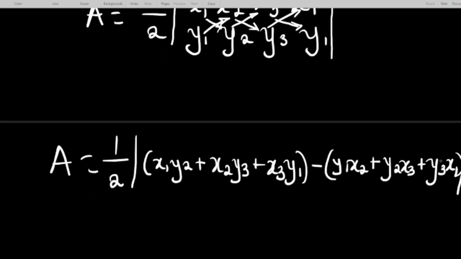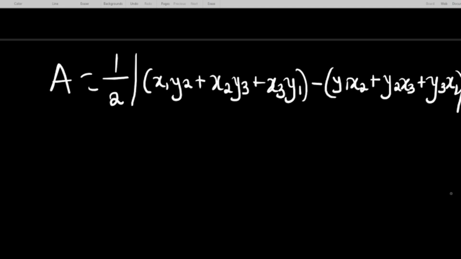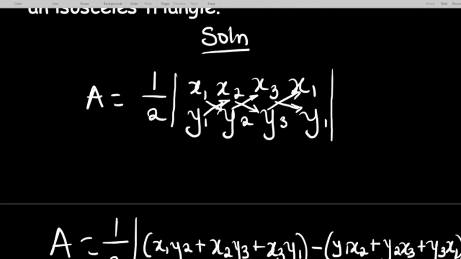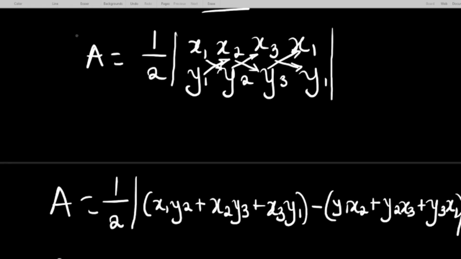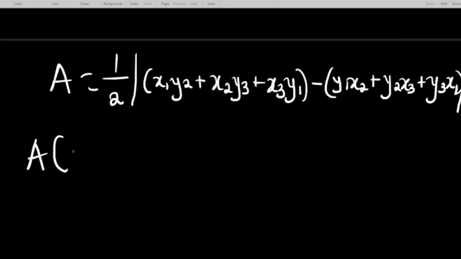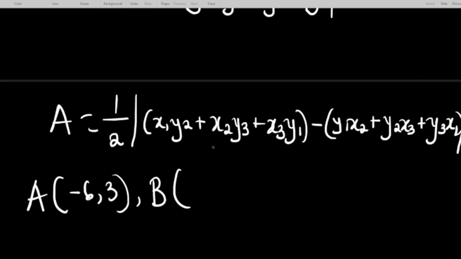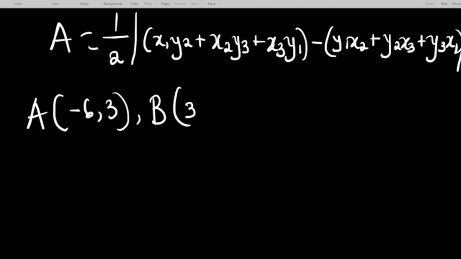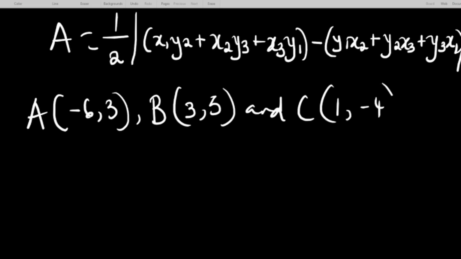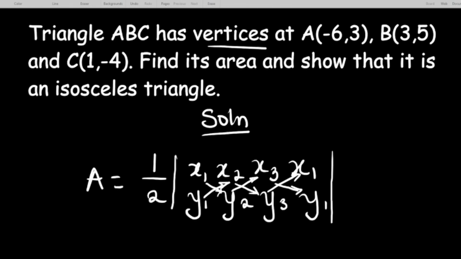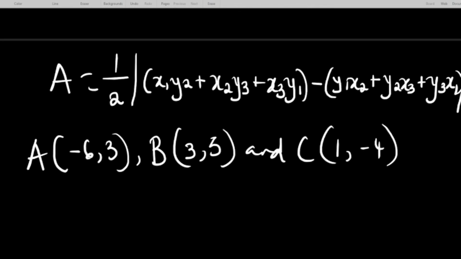All right, now let's go back and define our given parameters. We're given 3 vertices. The first one was A, and for our A, we had negative 6, comma 3. And then for our B, we had 3, comma 5. And for our C, we had 1, comma negative 4. Let me check if that is correct. 1, comma negative 4. All right, that's correct.